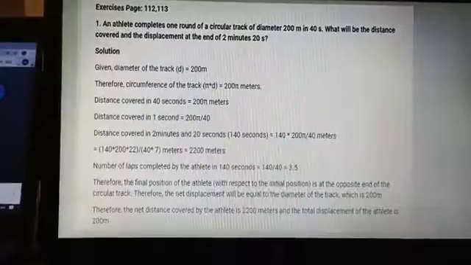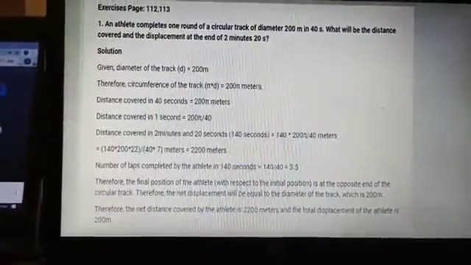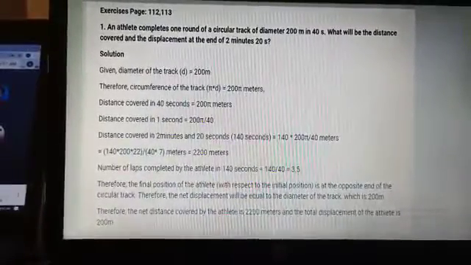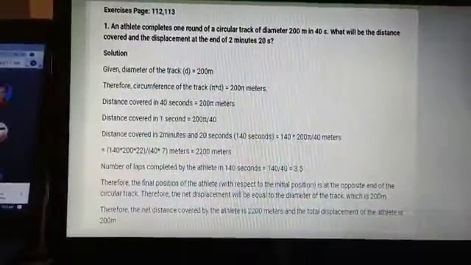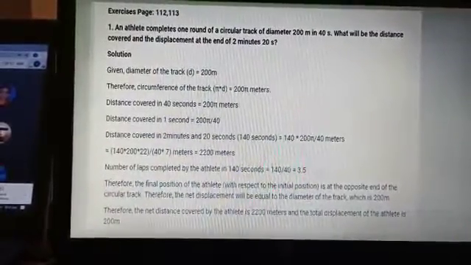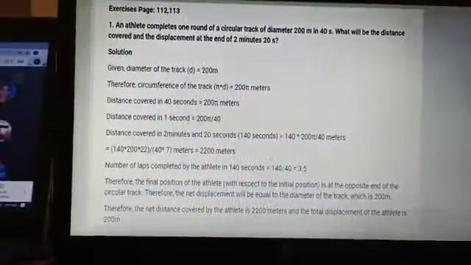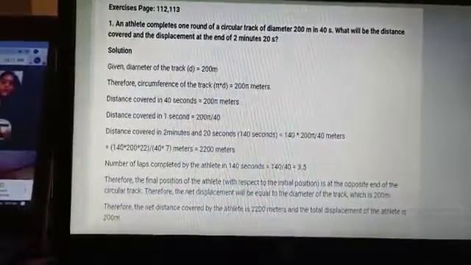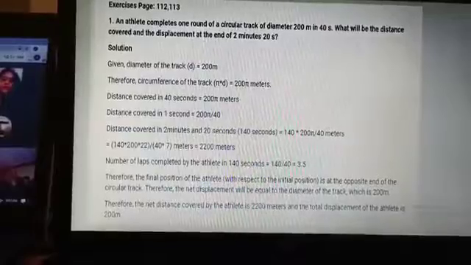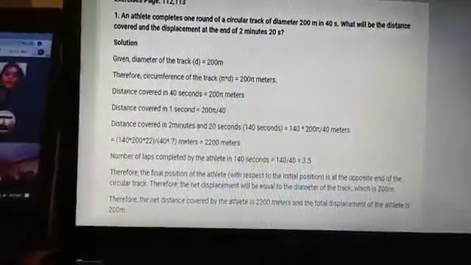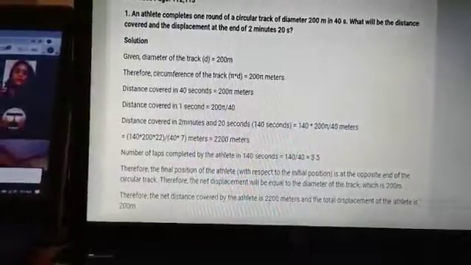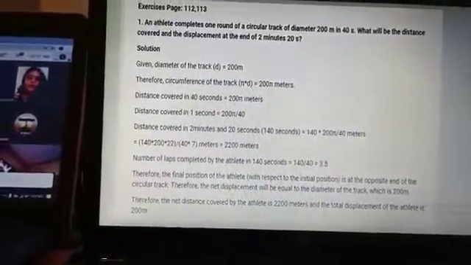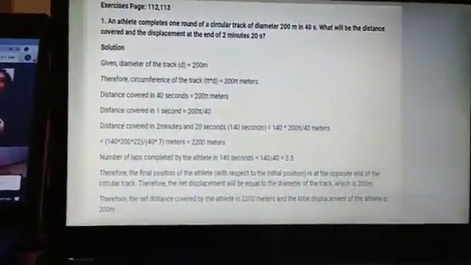First, let us make note of all the given information. The given information, diameter 200 meters, therefore circumference formula is 2 pi r, otherwise it can also be written as pi into d. So the circumference is 200 into pi. Then the distance covered in 40 seconds is 200 pi meters. So in 1 second how much? 200 pi divided by 40. That is the distance covered in 1 second.